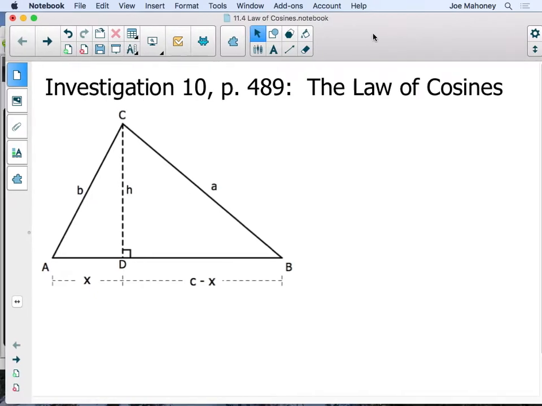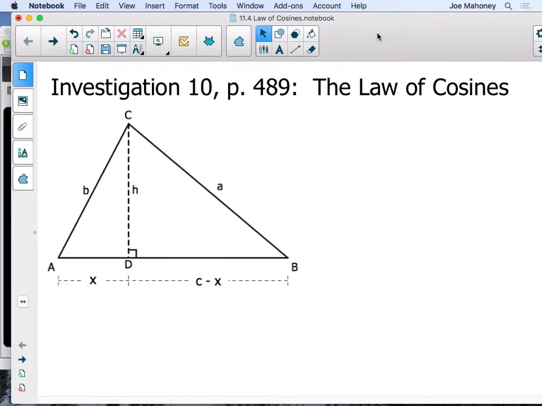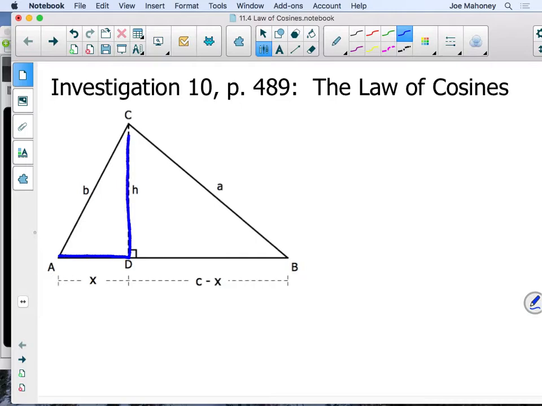All right, so in this investigation, we're going to talk about the law of cosines. It's investigation 10. And the way we're going to begin is by taking a look at this right triangle, and let's write the Pythagorean theorem for it. The Pythagorean theorem says x squared plus h squared equals b squared. And I want to solve that for h. So if I move the x squared to the other side, I get that.